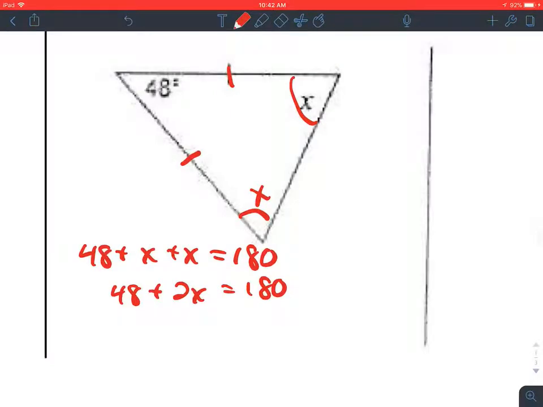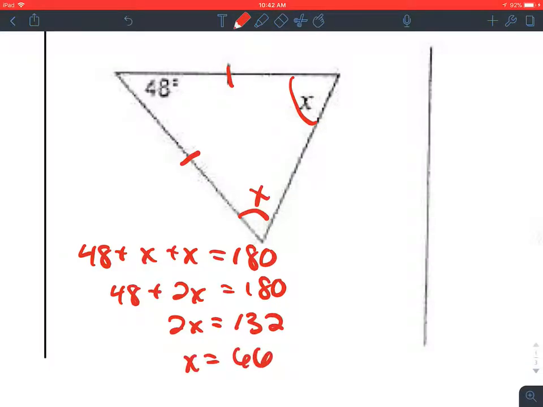We could subtract 48 from both sides of the equation. I think that would give us 132. And then if we divide both sides by 2 to get x by itself, I believe we're going to get x is 66 degrees. So if each of these were 66, and we add that to 48, we would get 180.